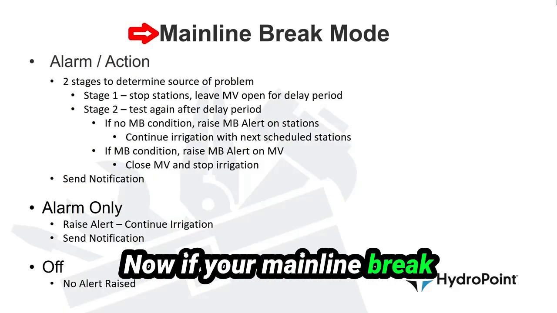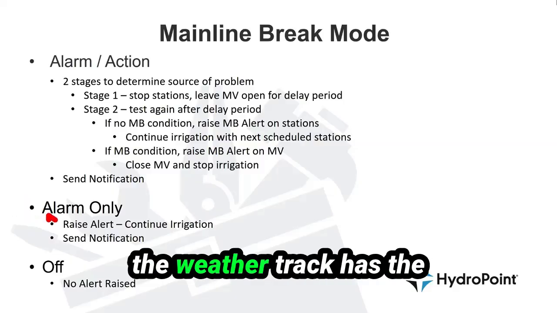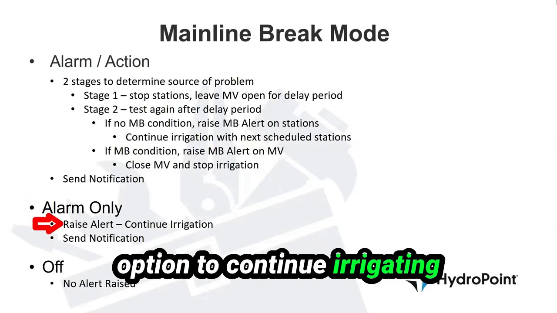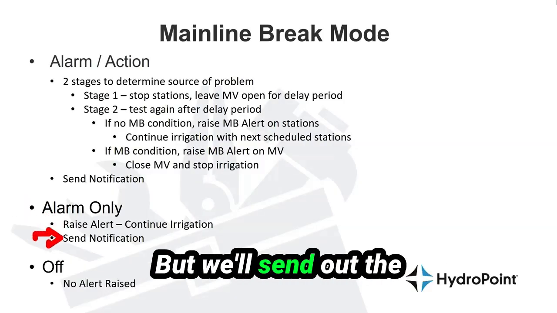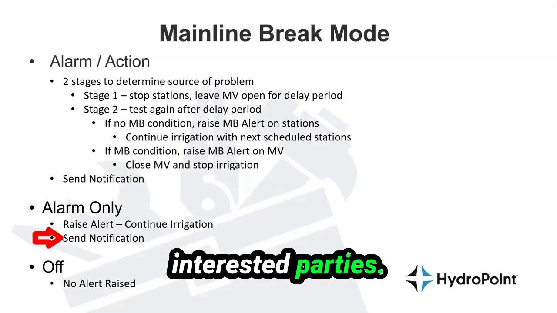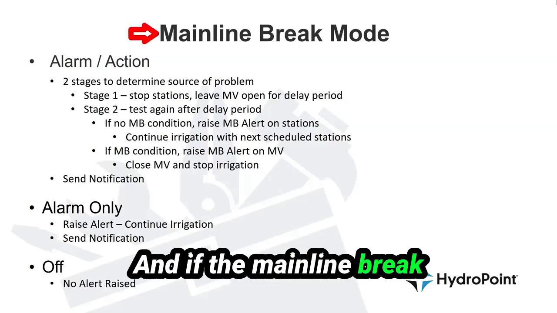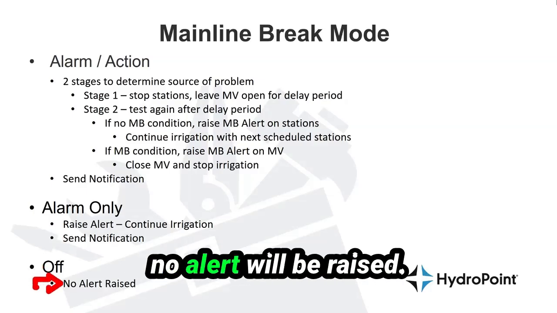Now, if your mainline break mode is set to alarm only, WeatherTrack has the option to continue irrigating in spite of that alert, but will send out the notification to any interested parties. And if the mainline break mode is turned off, then no alert will be raised.